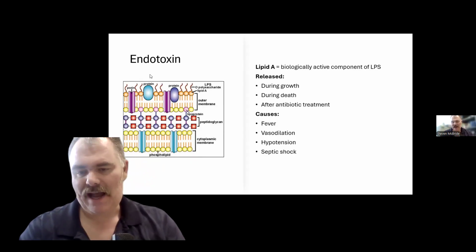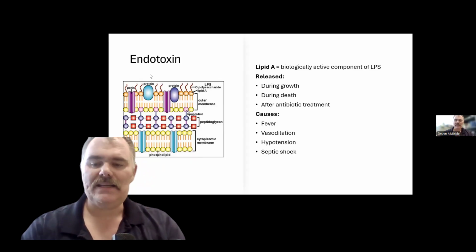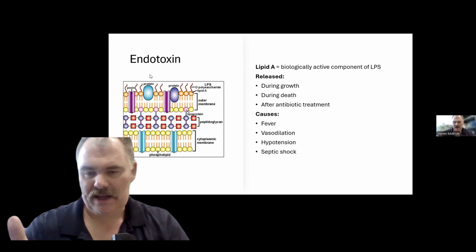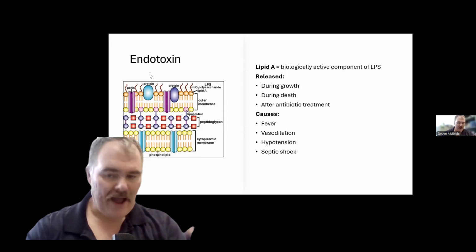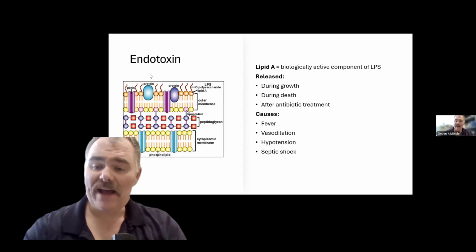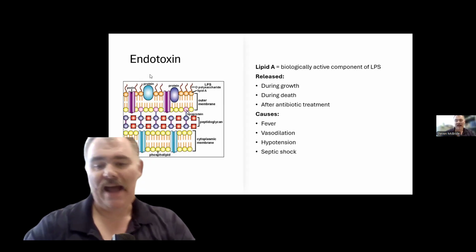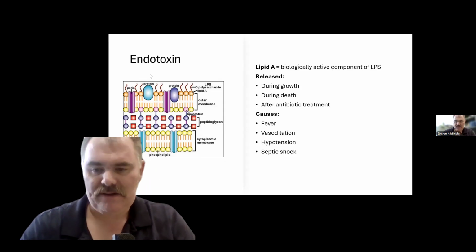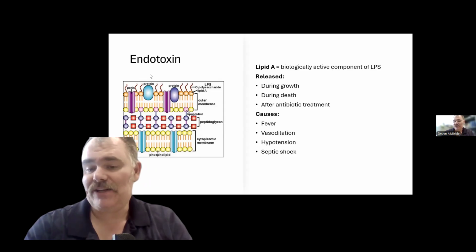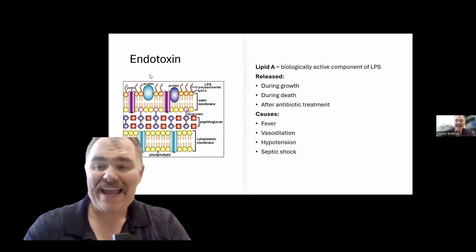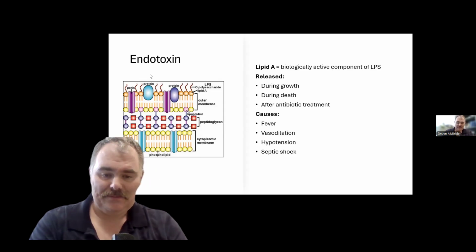So, unlike AB toxins or membrane toxins, endotoxin does not have a specific cellular target. Its effects come from activating inflammation throughout the body. At low levels, this can be beneficial. At high levels, it can cause fever, vasodilation, hypotension, disseminated intravascular coagulation, and even septic shock.